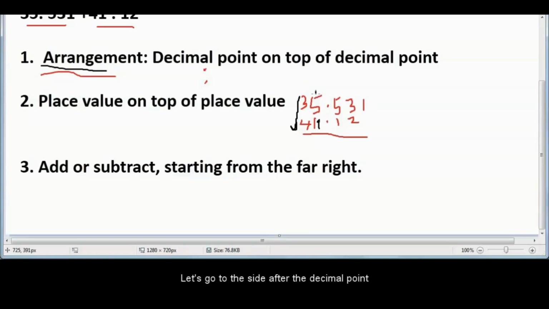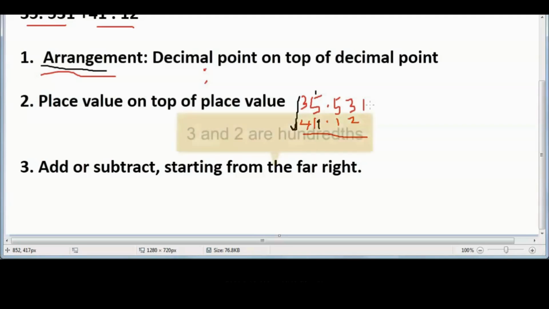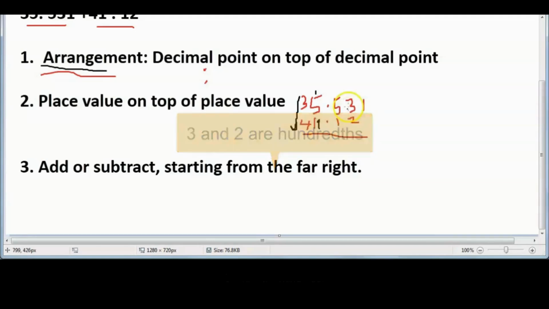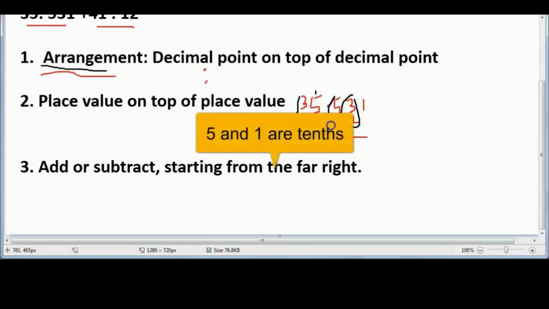Let's go to the side after the decimal point. 1 is thousandths. It is alone. There's nothing under 1. 3 and 2 are hundredths. 5 and 1 are tenths.